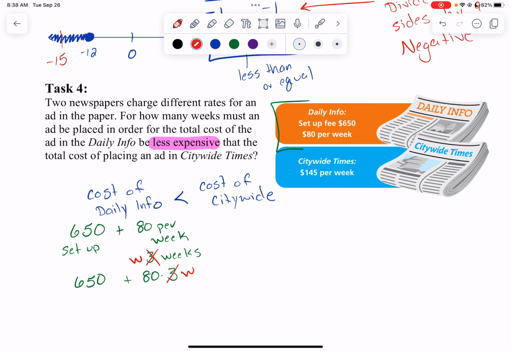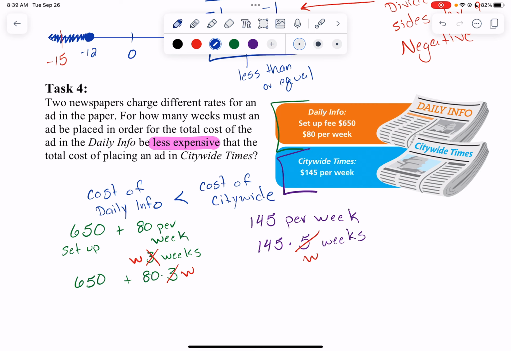Okay. Now, purple, Citywide Times. Citywide Times doesn't have the startup fee, but they charge more per week. It's $145 per week. So if I run it for 3 weeks, it'd be 145 times 3, or times 5 if I do it for 5 weeks. So if I do it for W weeks, it'd be 145 times W. So I think I have my equation.